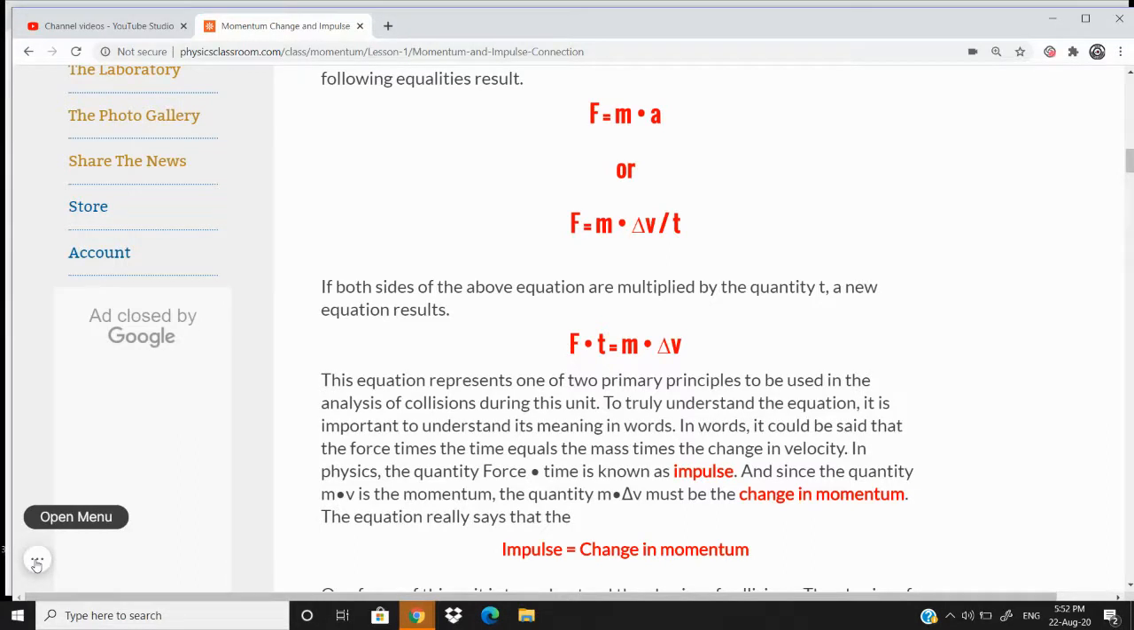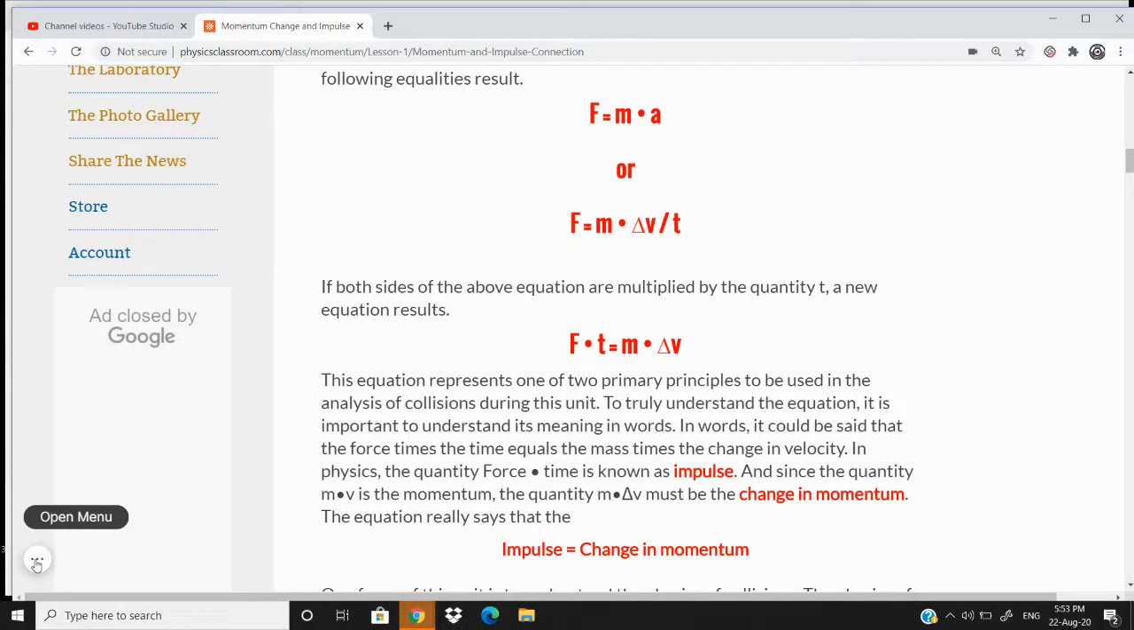But we have studied just a few seconds ago, this force into time can be written as impulse. And we know what is momentum. Momentum means mass into velocity, and the momentum is represented by capital P normally. So if mass into velocity is momentum, then m into delta v, that means mass into change in velocity, will be change in momentum. That means in this equation, the right side, m into delta v, gives us change in momentum. And the left side, F into t, that means force into time, gives us impulse.